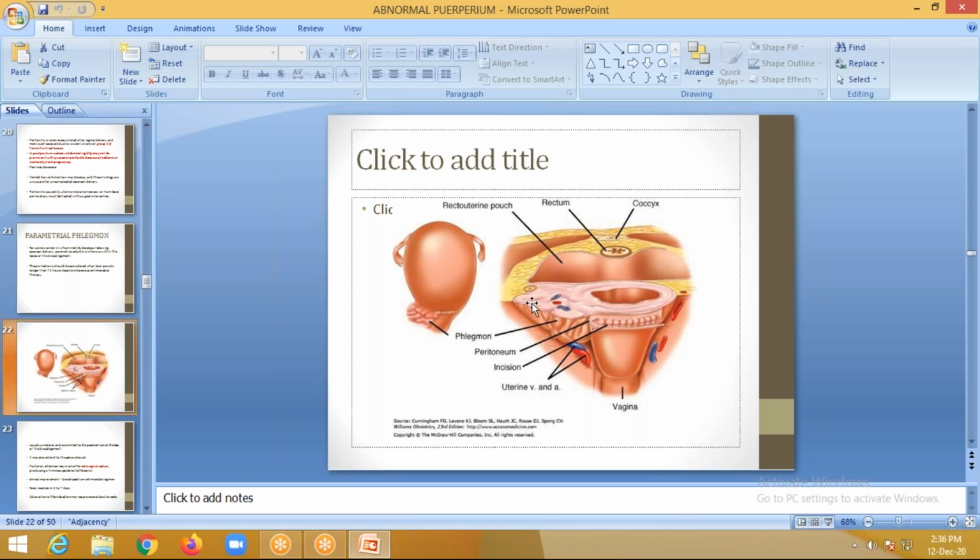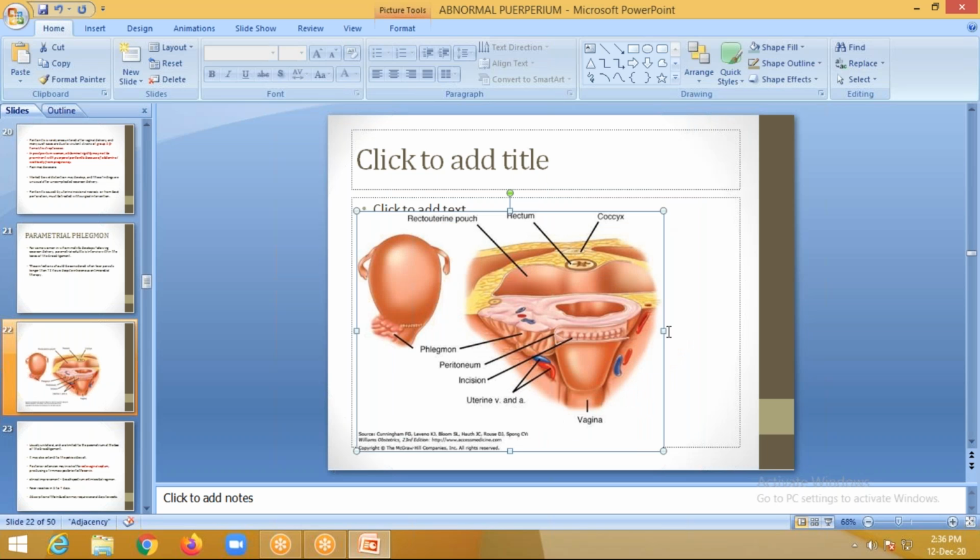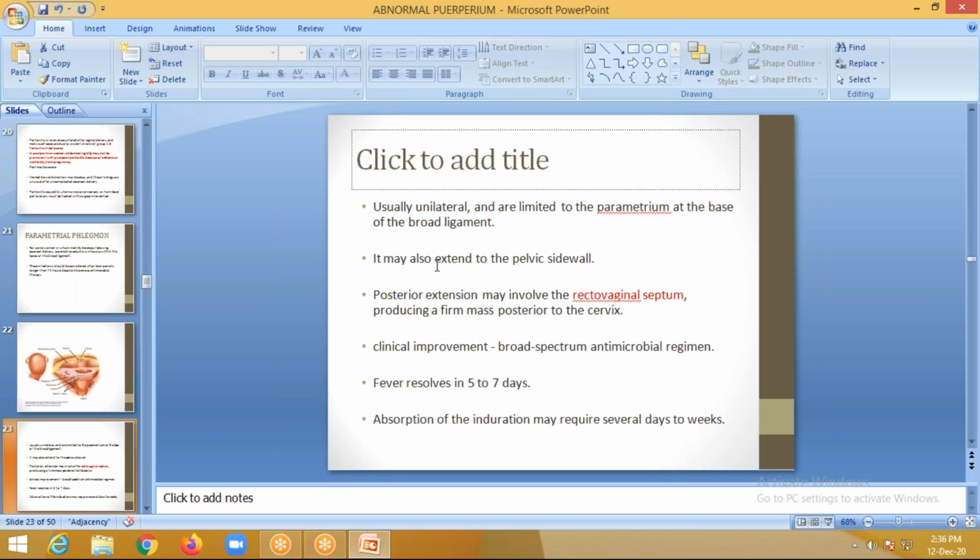So this is parametrial cellulitis. This is unilateral, so we can see healthy tissue on the opposite side. So usually unilateral and limited to the parametrium at the base of the broad ligament. It may extend to the pelvic side walls. Posterior extension may involve the rectovaginal septum, producing a firm mass posterior to the cervix.